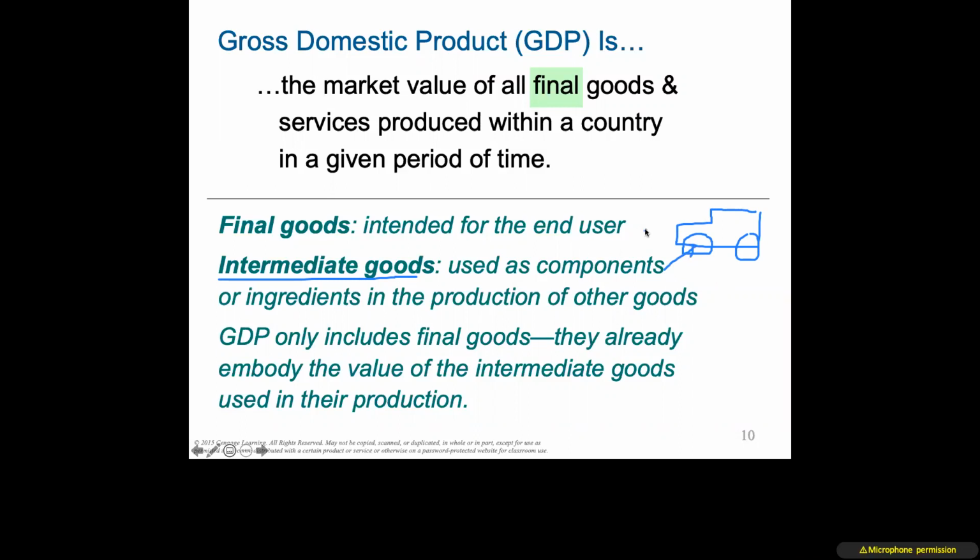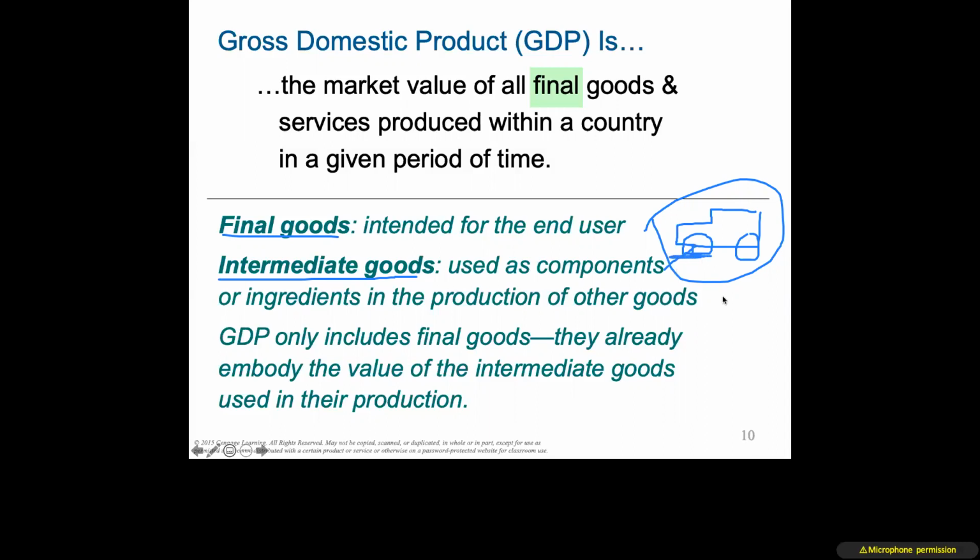So the car itself, in total, when it walks off the dealership's floor, is a final good. The tires are an intermediate good. Now, let's say you get a flat. Well, it looks kind of like there's a flat already there. And you have to replace a tire.